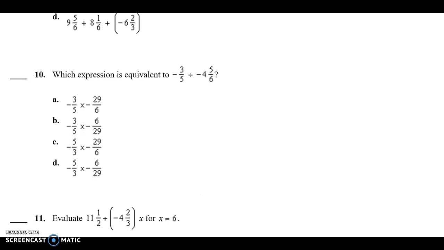Number 10. Which expression is equivalent to negative 3/5 divided by negative 4 5/6? A. Negative 3/5 times negative 29/6. B. Negative 3/5 times negative 6/29. C. Negative 5/3 times negative 29/6. D. Negative 5/3 times negative 6/29.